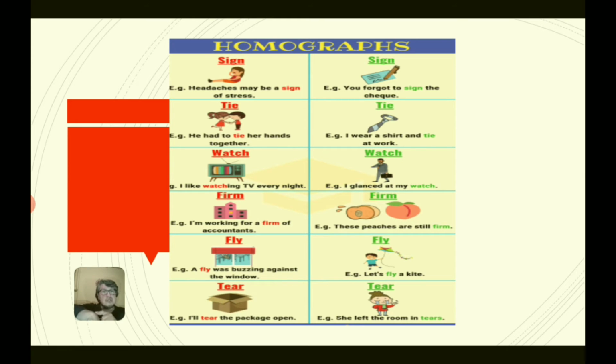This is the watch. The wrist, the device that you use on your wrist to see the time is a watch. Also, you can say, I watch. The same pronunciation, same word used in 2 different situations. Okay? Firm.